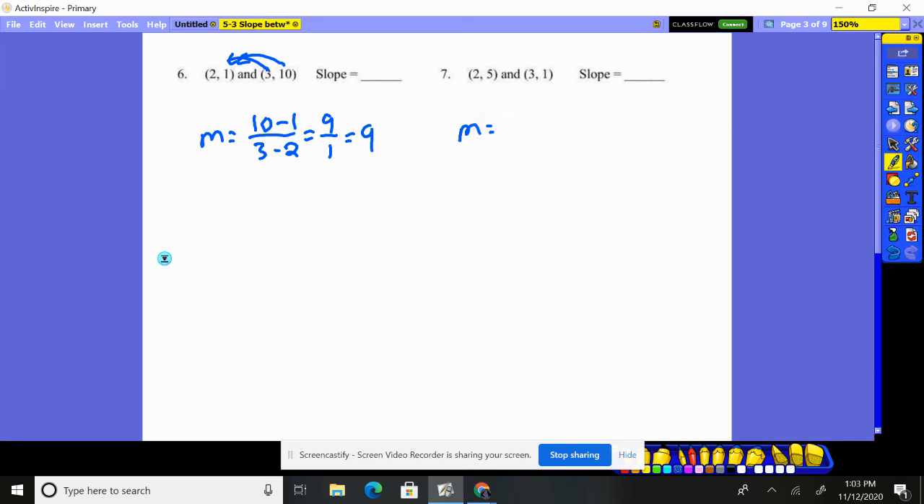Same thing, slope. Now this time I'm going to go 5 minus 1. You'll notice I always try to make the difference in the y's. I try to do it in the order to make the top number positive. So I do 5 minus 1, which means I have to start with a 2. I have to do 2 minus 3. So I get 4 over negative 1, which gives me a slope of negative 4.